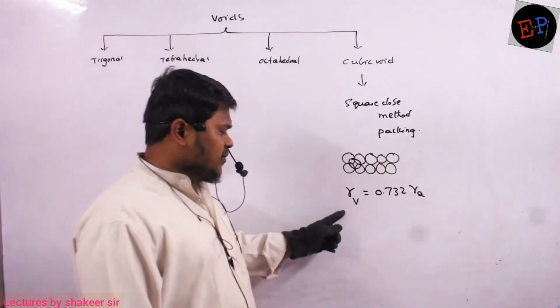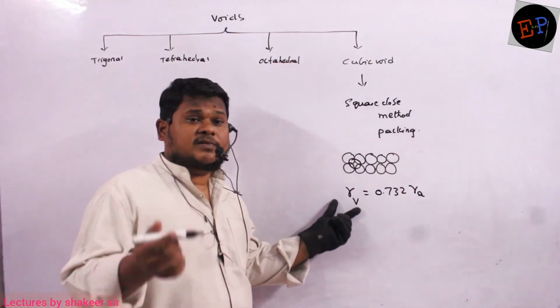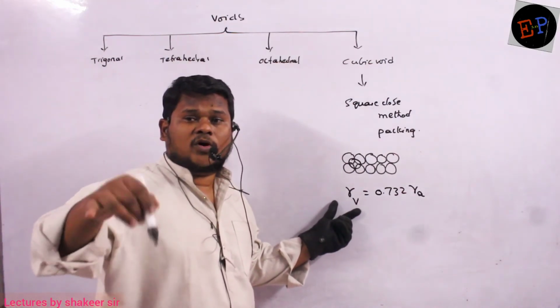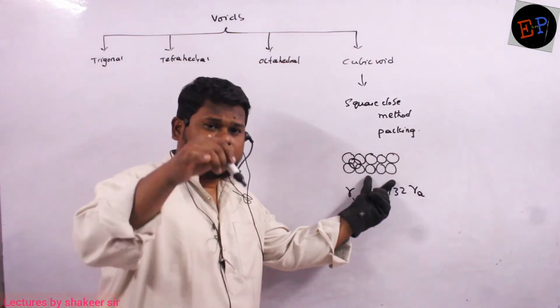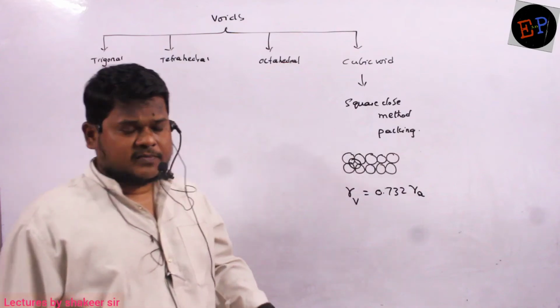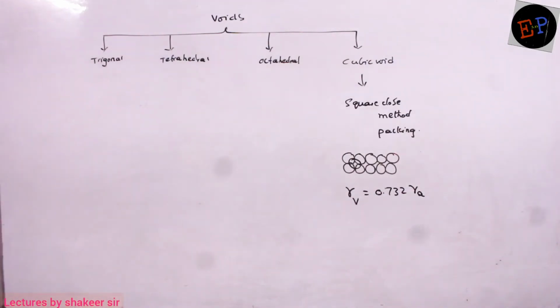What is meant by RV and RA, we have already studied. RV means the radius of the atom which should be placed on the void to cover that void, and RA is the radius of the original atoms which are forming that void. That is the condition. Understood? So that's all about the cubic void. This is the only point you should remember. Okay? Make a note up to here.